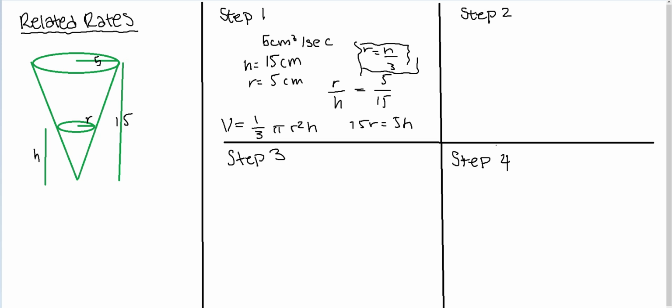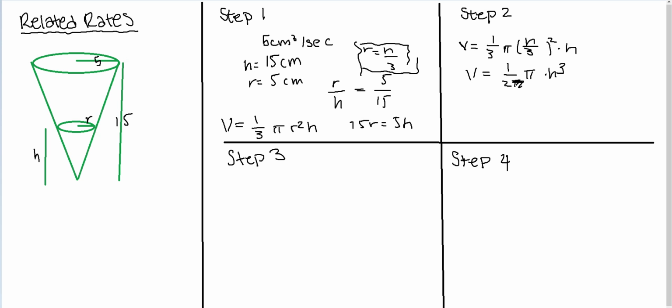Now, we can eliminate r from our original equation, and we're going to go ahead to step 2 and say that V is equal to 1/3 pi times (h over 3) squared times h. Now, we can simplify this mess and say that V is equal to 1 over 27 pi times h cubed. Now that is the volume that we have for our function.